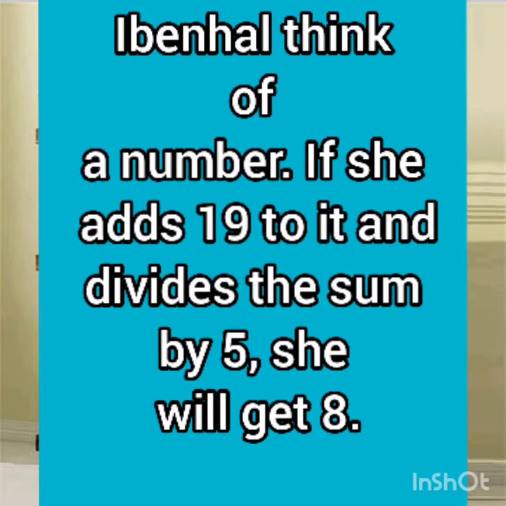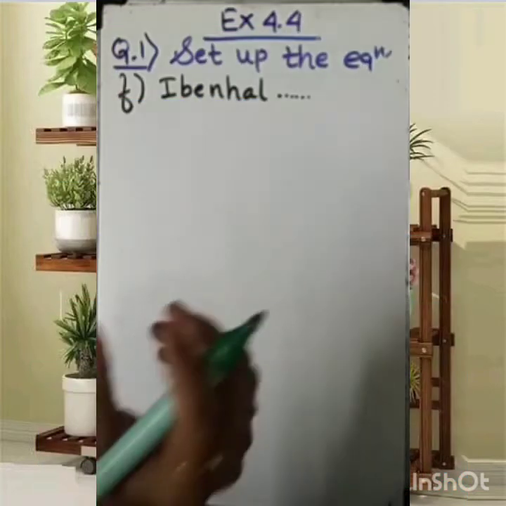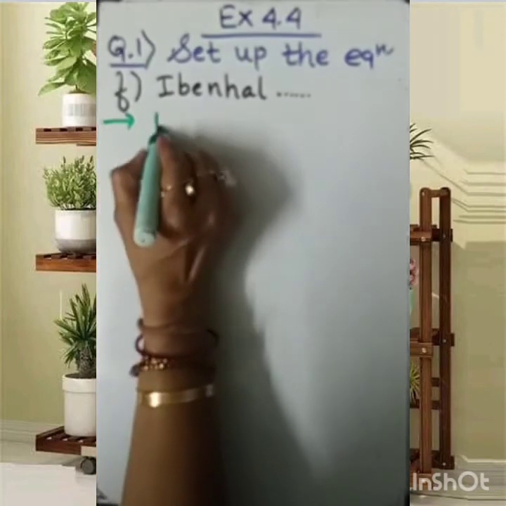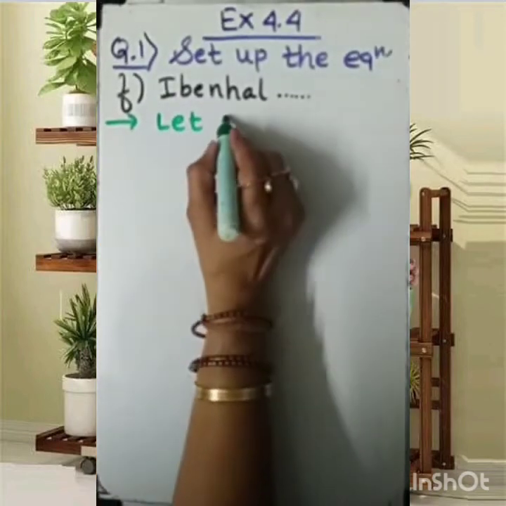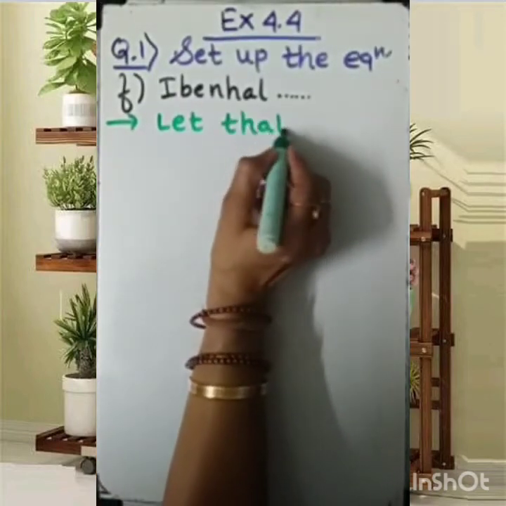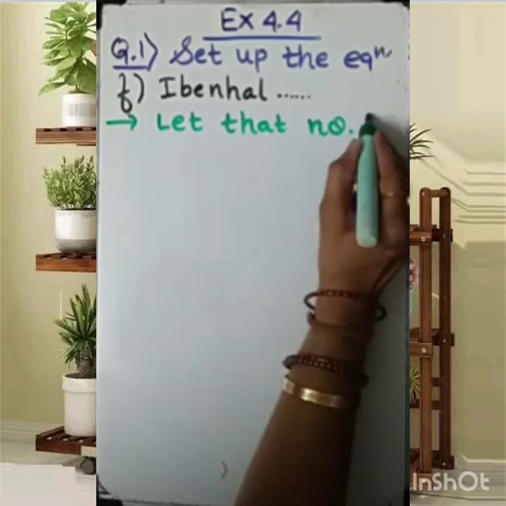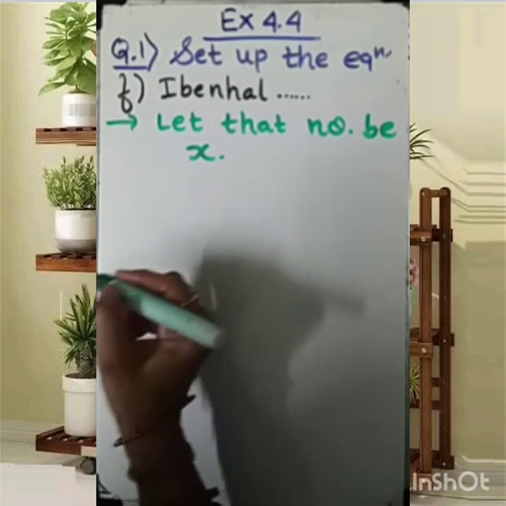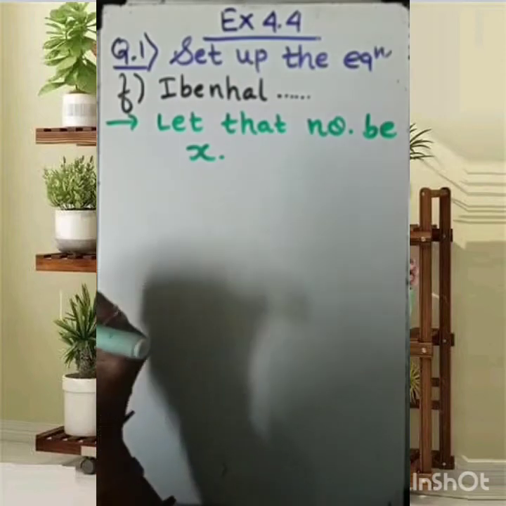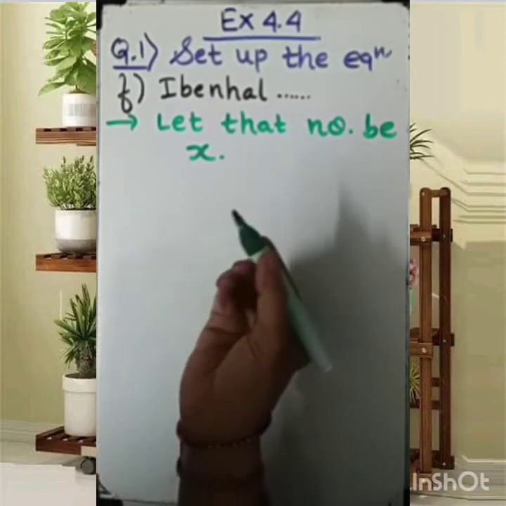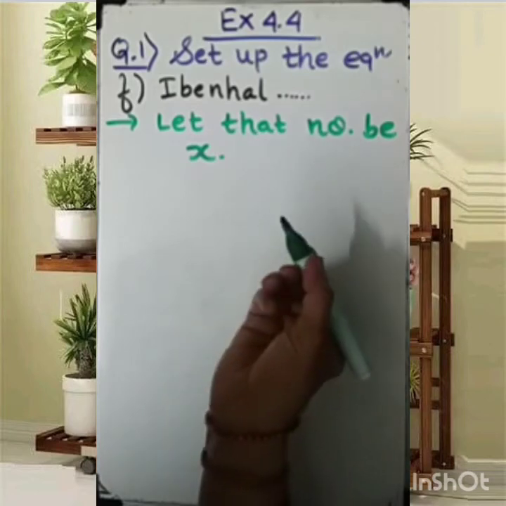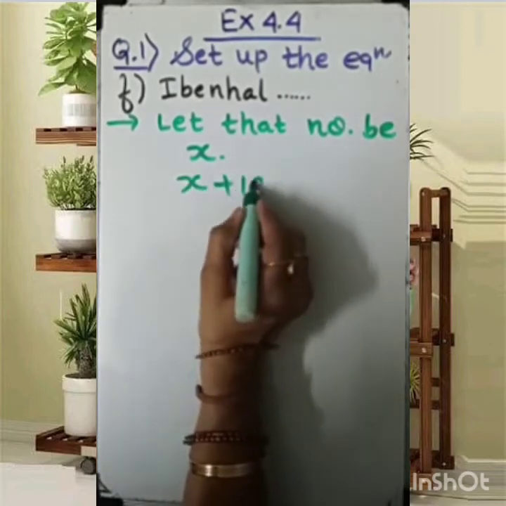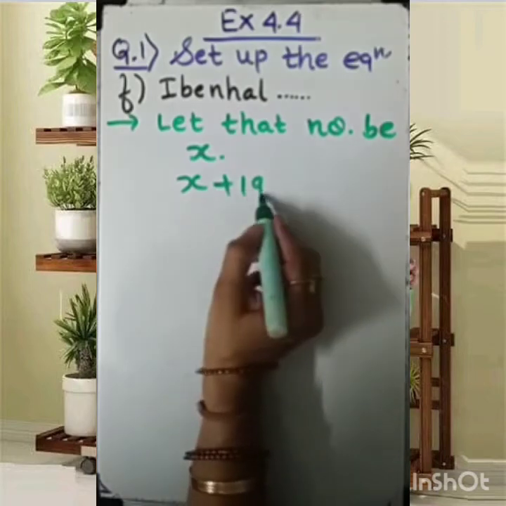Okay. Ibn Hal is thinking about a number, but we do not know that number. So we need to mention in the first line, let that number be x. Okay, my dear student. Let that number be x. Now she adds 19 to it. She adds 19 to it means she is adding 19 to that number.